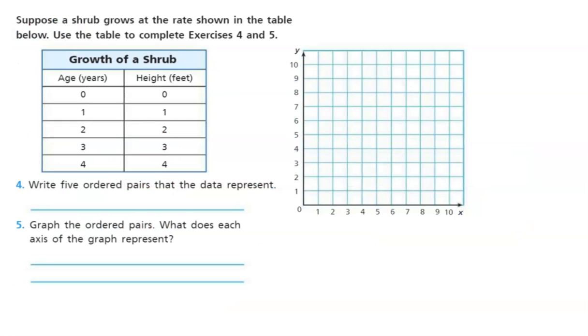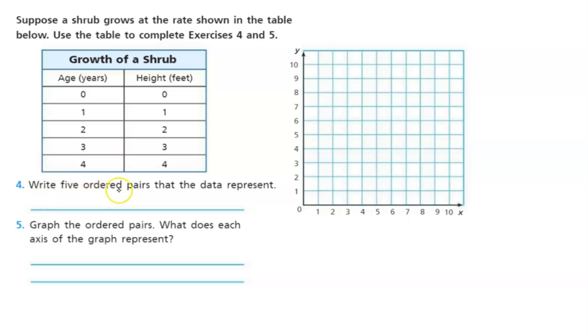The bottom of this page is giving you the information already. It says, suppose a shrub grows at the rate shown in the table below, and it wants you to use the table to complete exercises 4 and 5. So they're telling you that when the shrub is 0 years old, it's 0 feet in height. Makes sense, it's not there yet. But after 1 year, it would be maybe 1 foot tall. And then after 2 years, it would be 2 feet tall. 3 years, 3 feet tall. 4 years, 4 feet tall.